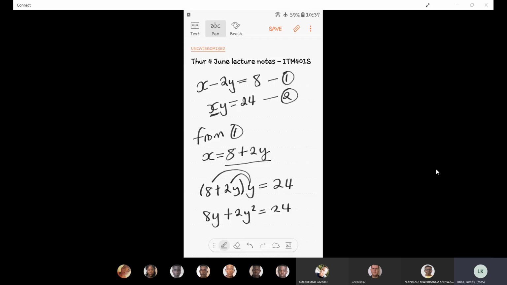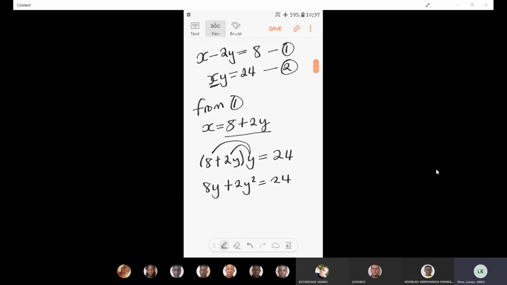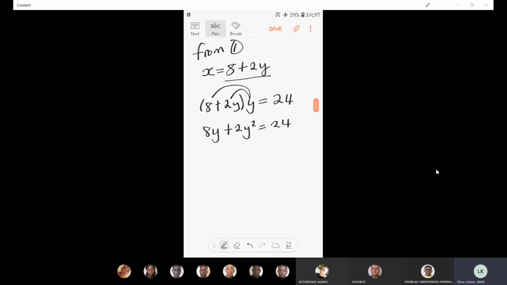Okay, so this is now a quadratic equation. We should be able to solve it. We write everything on one side, 0 on the other side. So you have 2y squared plus 8y minus 24. This is equal to 0. Now all the coefficients are divisible by 2, so I can divide by 2. So I have y squared plus 4y minus 12. And this is equal to 0.